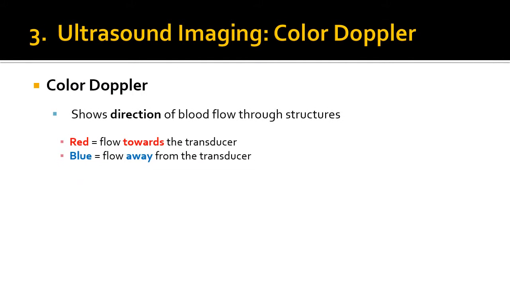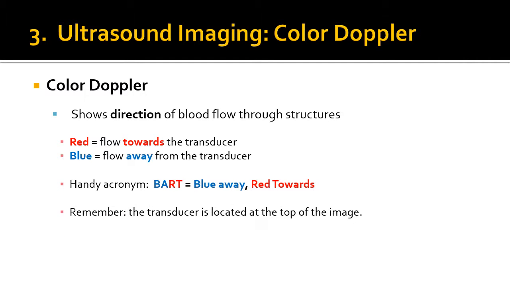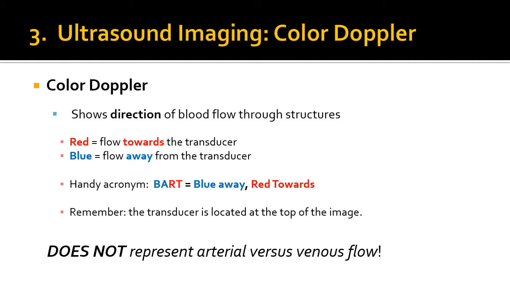You may or may not use this very often, but it can be a great tool. The color Doppler function is used to show the direction of blood flow, not the type of blood, as in arterial versus venous. Always be aware of the fact that the transducer is located at the top of the image. And the most important thing to remember is the BART acronym. Blue represents flow away from the transducer, and red is flow toward the transducer.